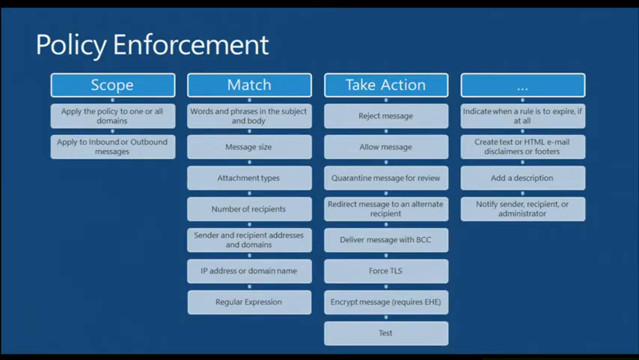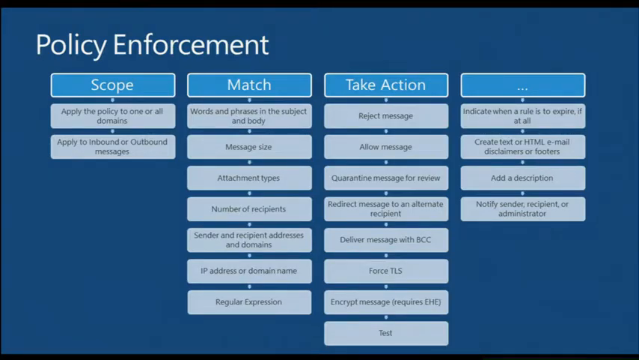We start on the left-hand side with the scope. So basically what we're looking to do is to pick the mail that we want to do something to. And we start with the scope. We're basically looking at whether or not it's one or all of the domains within the service and whether or not it's inbound or outbound mail. Once we've made that fairly simple determination, then we come on to the details of how we match to different email. So lots of different things here, many things that you'd expect, frankly, words and phrases in the subject body. So straightforward, simple to understand what that does.